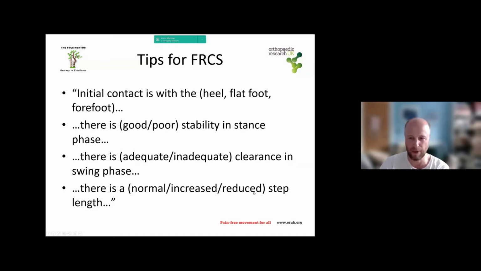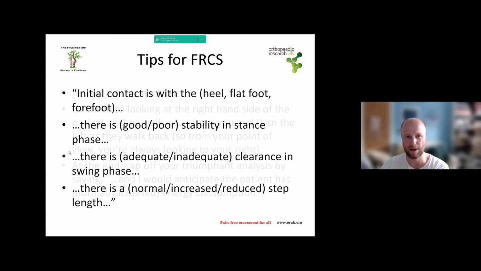They don't progress as much, and it is a judgment. You can't say definitely what's normal, and only sort of say it if you think it's really abnormal. And then you can build that into one sentence. You say, as you said, this patient's initial contact is heel. There's good stability in stance phase, adequate clearance in swing, and there appears to be normal step length. One sentence, and you describe those 4 bits of the gait cycle. You need to do that for each leg, left and right.